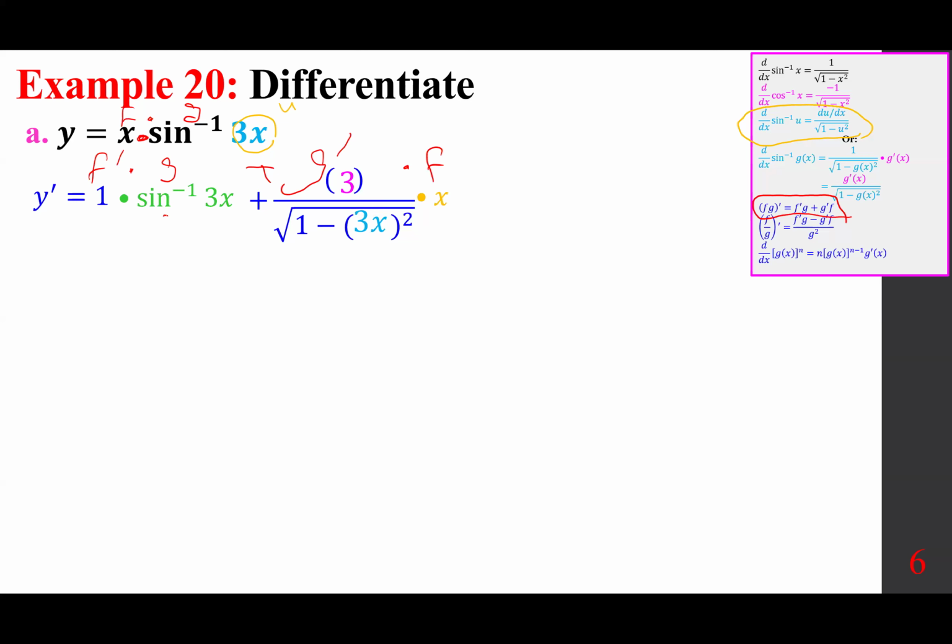And so we rewrite this. Obviously, this is simply sine inverse of 3x. And this one, you have the 3x at top, square root of 1 minus 9x squared. It's very important not to leave this in this format. You really have to change it to 1 minus 9x squared. As far as I'm concerned, if you write 1 minus 3x quantity squared, you're not done.